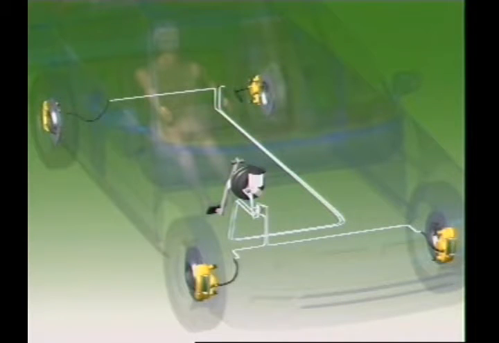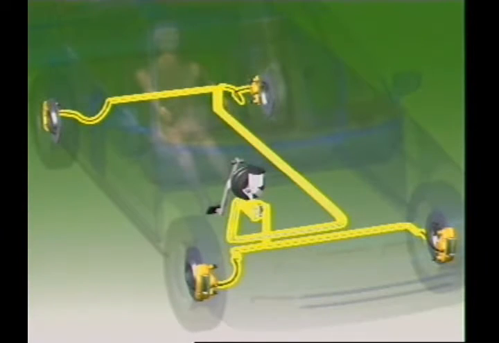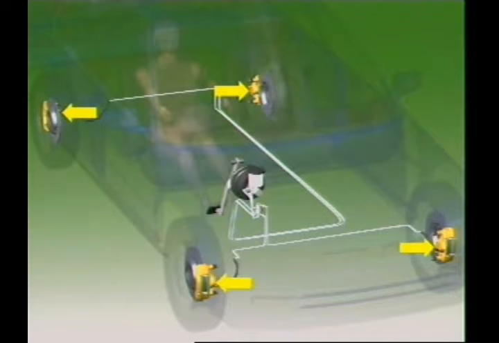On light vehicles, both of these systems are hydraulically operated. The brake pedal operates a master cylinder. Hydraulic lines and hoses connect the master cylinder to brake cylinders at the wheels.